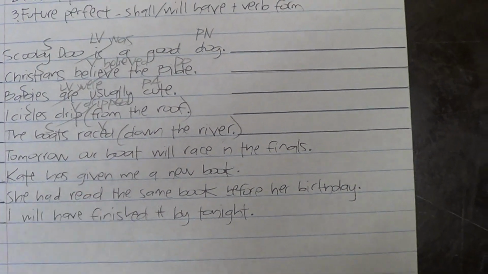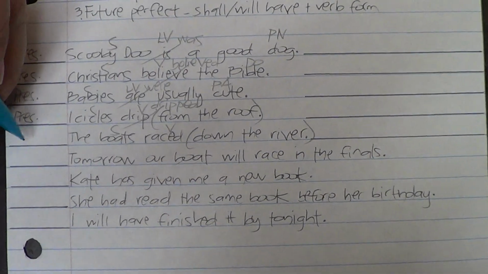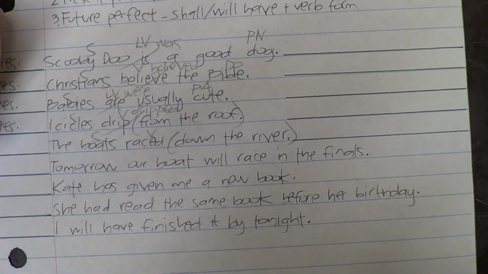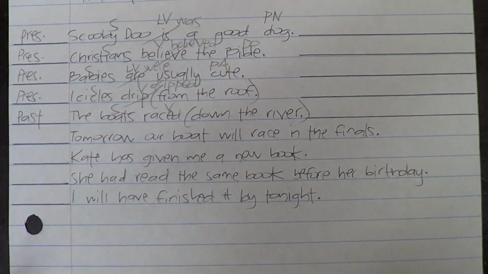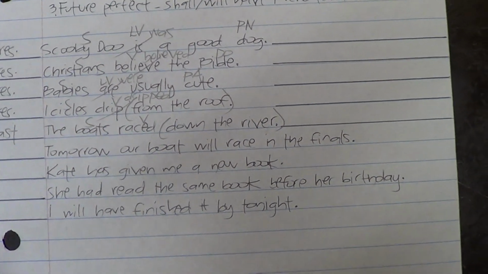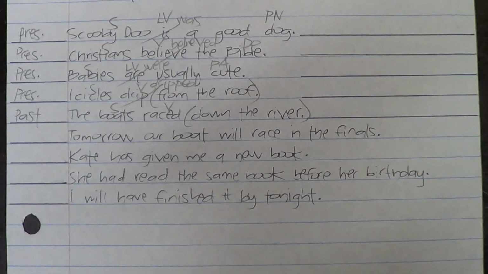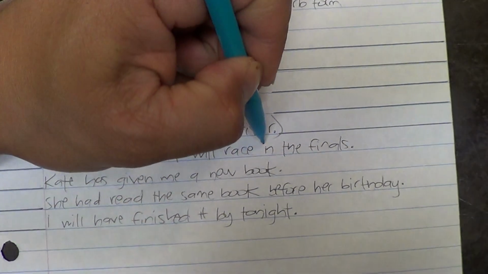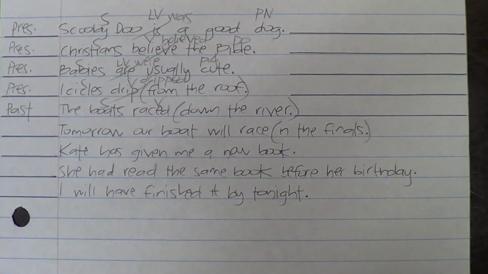Okay, good. What tense is raced? Hopefully you're saying, that's past tense, Mr. Robles. It's got an ed ending. And that would be correct. Alright, we go to the next one. Tomorrow, our boat will race in the finals. Okay, so do you see any prepositional phrases in that sentence? I do. In the finals. Okay, what verb do you see here?